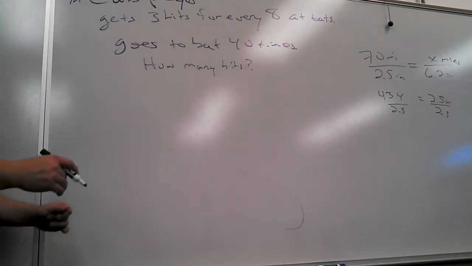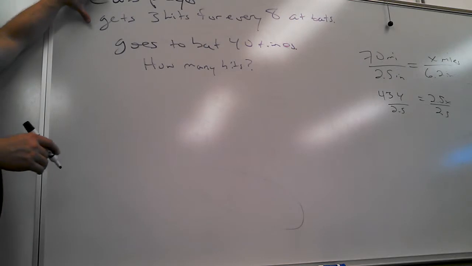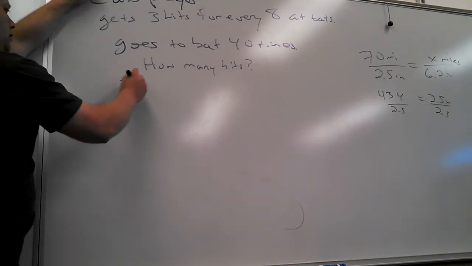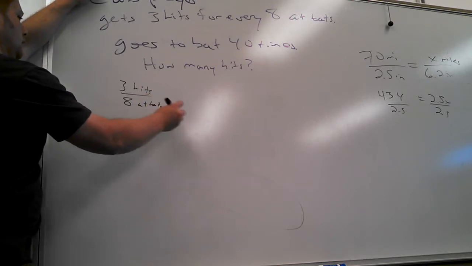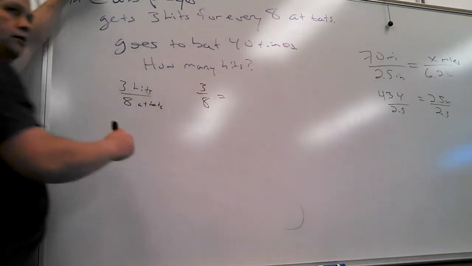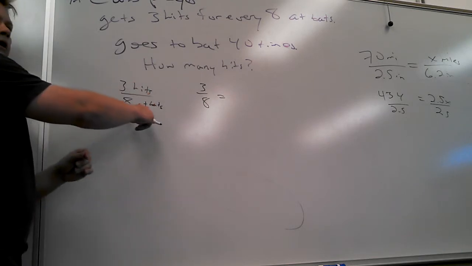All right, so let me catch up to you guys. How do you set that first sentence up as a ratio? 3 over 8, right? Yeah, good. 3 hits to 8 at bats. So 3 to 8, taking the units out of the way for a minute, but I got hits over at bats.